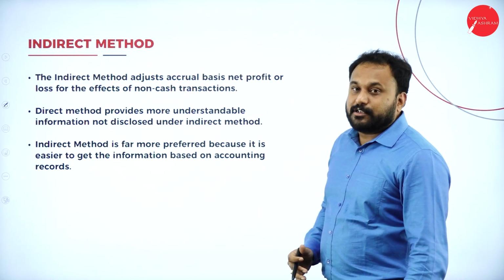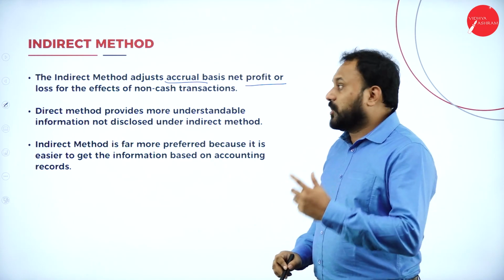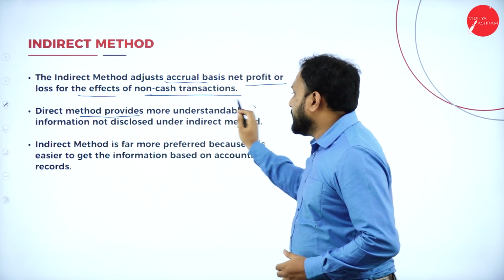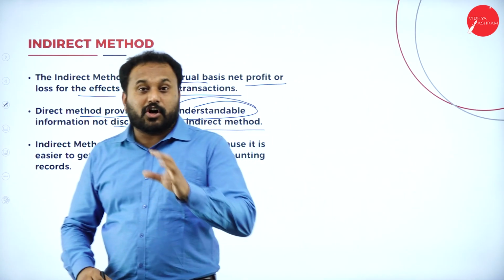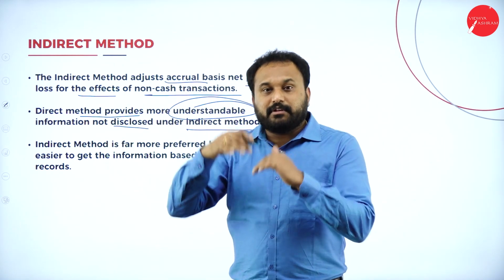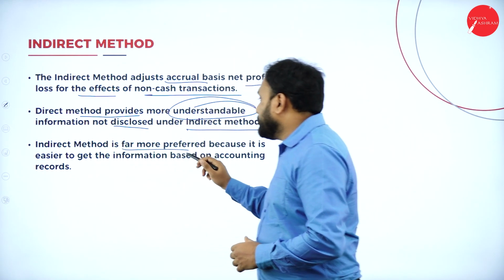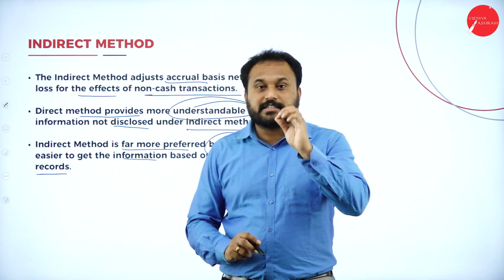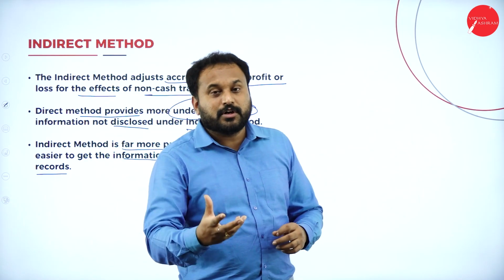Now when we go with the indirect method, what happens? The indirect method adjusts the accrual basis of net profit or loss for the effect of non-cash transactions. Next, the direct method provides more understandable information not disclosed under the indirect method. Here in the indirect method, you will not get all the clarity. Only in the direct method you have clarity, because you have operating proper. Next we go with investing, then we go with financing. So everything is proper, but here they will not disclose each and everything. The indirect method is far more preferred because it is easier to get the information based on accounting records. But let me tell you, whether it is indirect or direct, it depends on each and every company what exactly they want to show to the entire public.